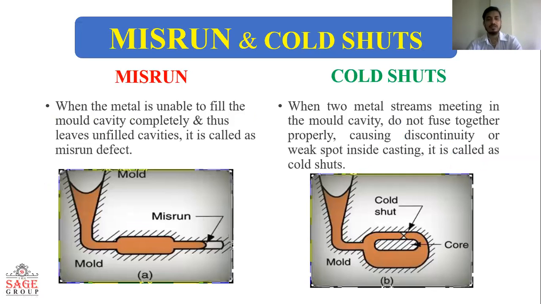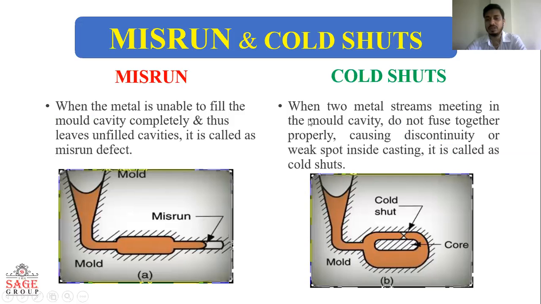Next one is misrun and cold shut. What is a misrun and cold shut? When the metal is unable to fill the mold cavity completely and thus leaves an unfilled cavity, it is called a misrun defect. As the picture shows, when the metal is unable to fill the mold cavity, the diagram shows the molten metal has not completely filled the cavity, so this type of defect occurs.